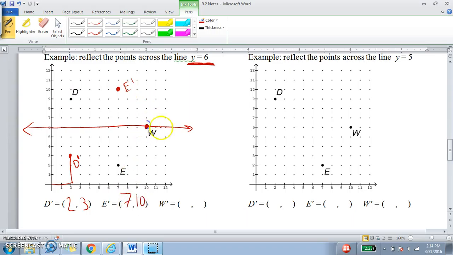W, notice W is on the line. So we wrote down for the definition of a reflection, if there's a point on the line and we try to reflect it, it just stays on the line. So W prime is still just in the same spot, 10, 6.